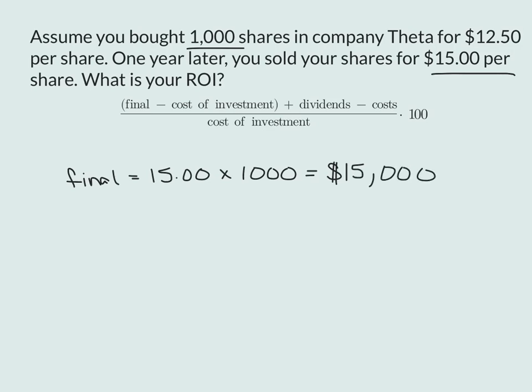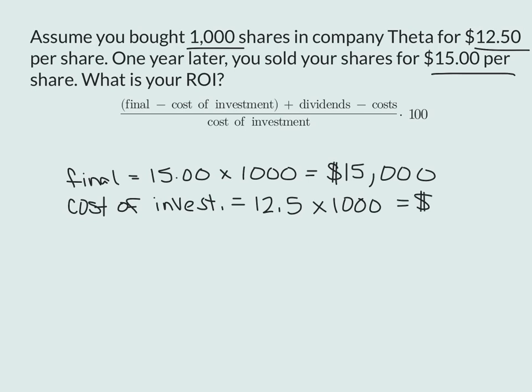Now the cost of the investment, or what the original investment was worth, is found by multiplying 1,000 shares times $12.50 a share. So $12.50 times 1,000 equals $12,500.